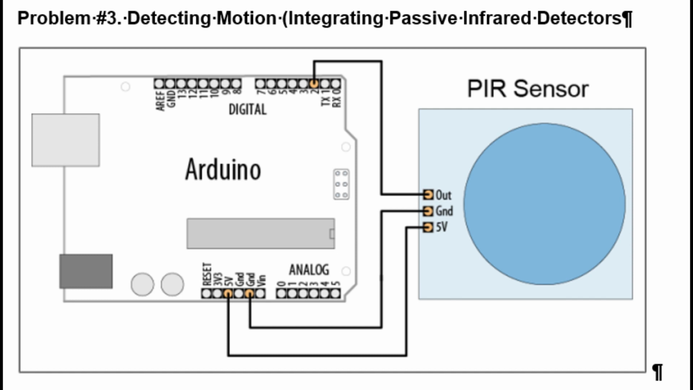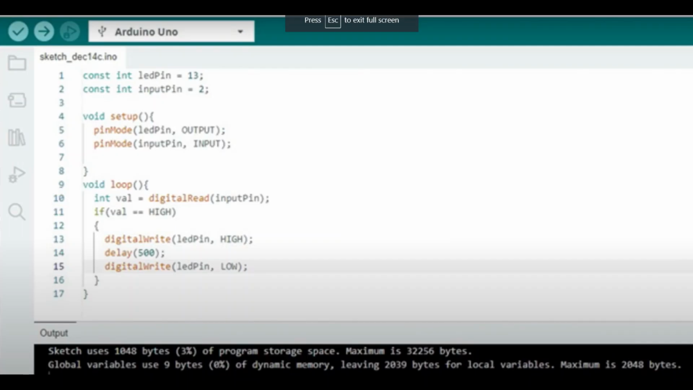Solution: a sketch to illuminate motion. This code brings life to light. It defines pins for an LED and the PIR sensor's input. In the loop(), it continuously reads the sensor's value. When motion is detected, the value goes high. It turns on the LED for a half second, creating a visual alert.